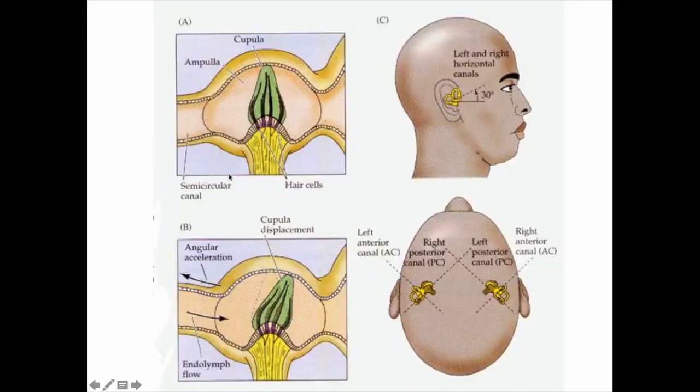This is just to show the position of the cupula in the upright position and the displacement when there is an acceleration. So here it is in the upright position, B is a displacement of the cupula, and when we consider this is an angular acceleration, the flow of the endolymph is also shown here. So this is actually towards the utricle, where the signal transmission will be in the form of a depolarizing signal. So correspondingly the rotation and the position of the canals have been shown here. So here right posterior, left posterior, right anterior, left anterior. So the planes will always be there, they are acting as a mirror image or push-pull action.